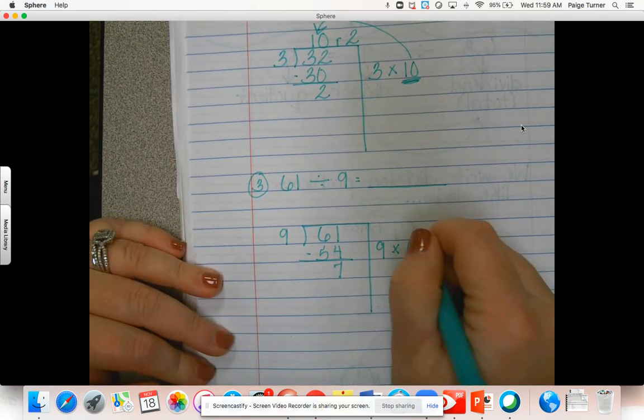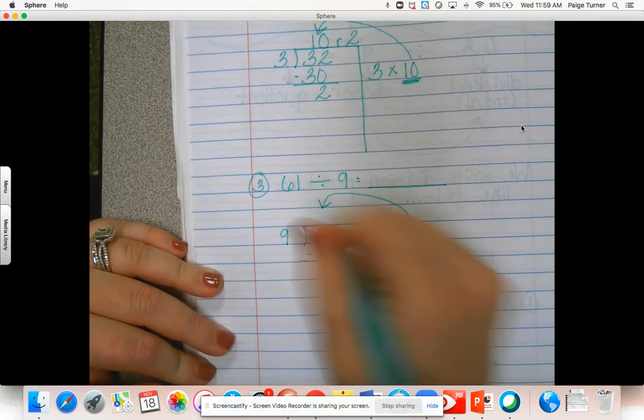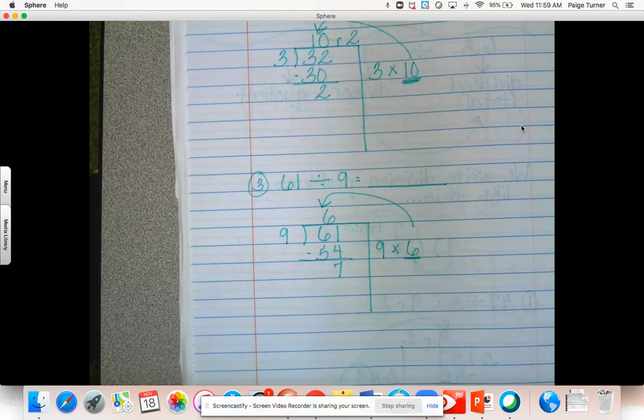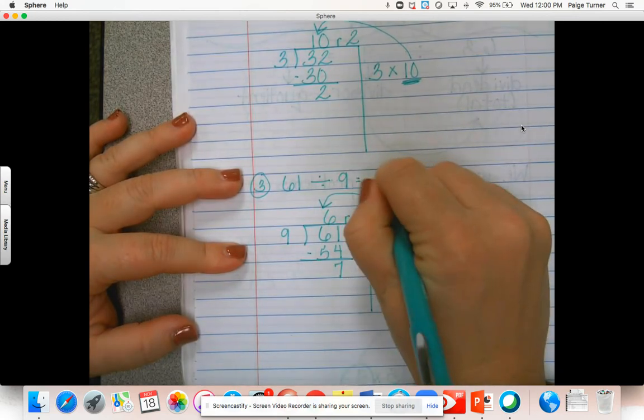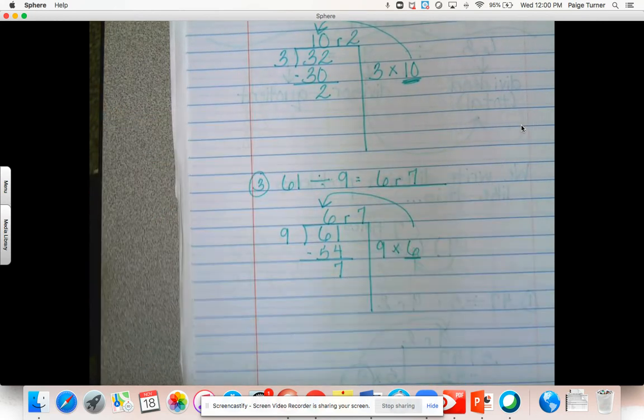So this 6 here, this is your partial quotient. And actually, in this case, it is your quotient, okay? And then 7 is our remainder. 7 is what we had left over. So that gives us the answer, 6 remainder 7, okay?